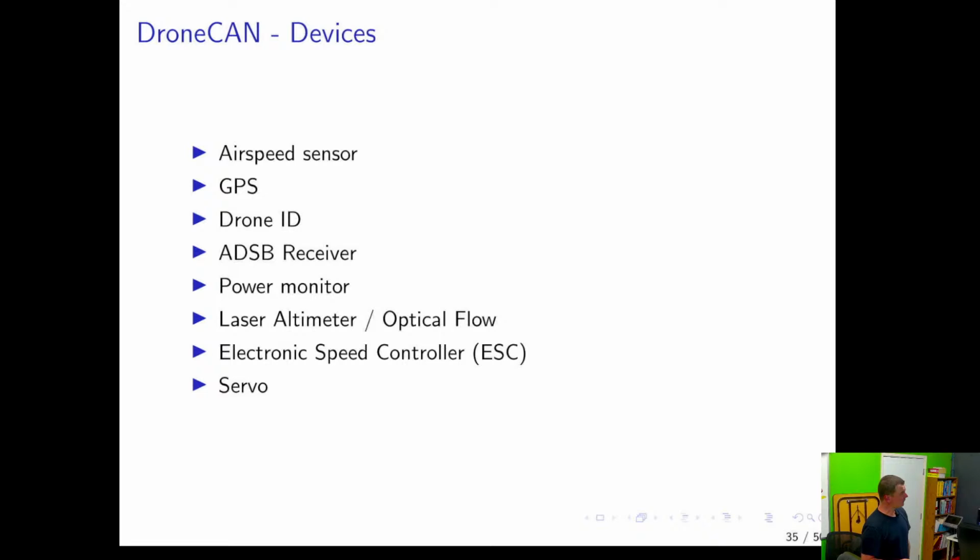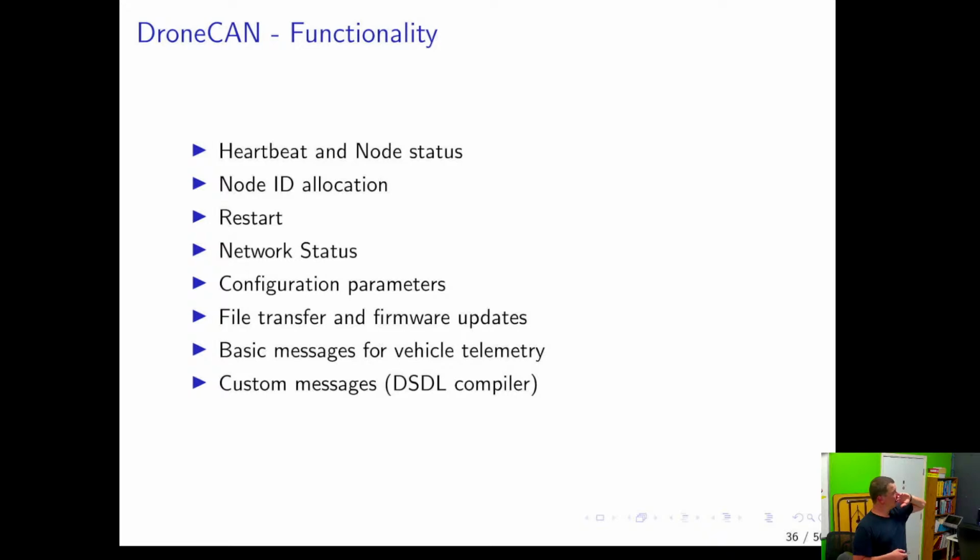And then ADS-B receiver is another, that's not super useful, because you should not be flying anywhere near other aircraft as a drone, right? So knowing that they're there is not that practical. But either way, some laser altimeters, and there's a few electronic speed controllers that are CAN-based, but they're mostly for cars. They're very big, and boats and things like that. So anyway, these are devices you can find.